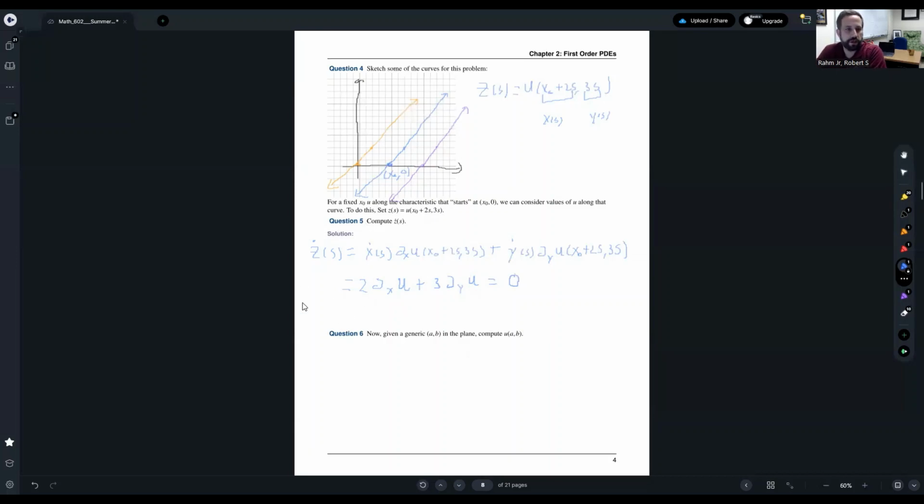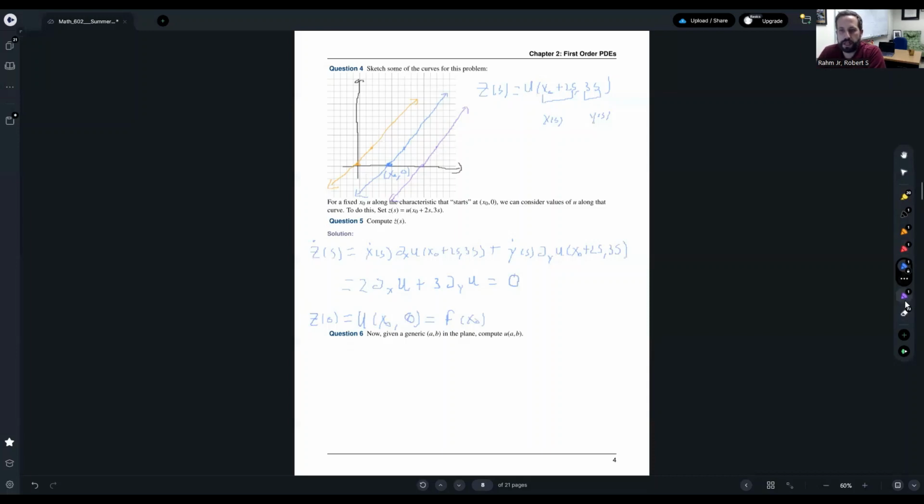So z dot of 0 is equal to 0, and I know that z of 0 is just going to be z evaluated at this point. So z of 0 is equal to u. If I plug in s is equal to 0, I get u of x naught, 0. But I know what that is. That's just equal to f of x naught. I was given that in the problem.